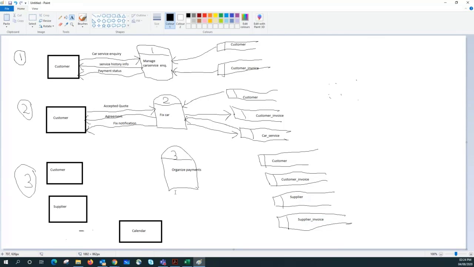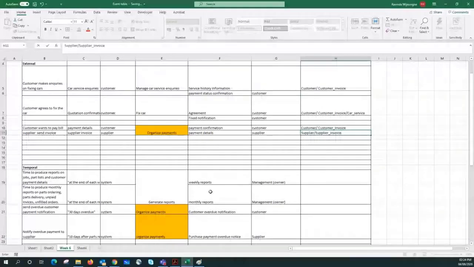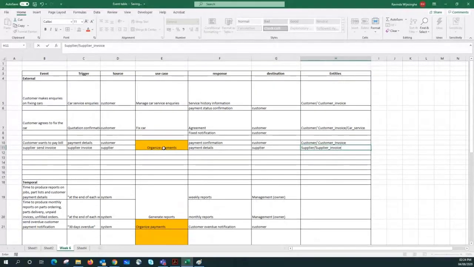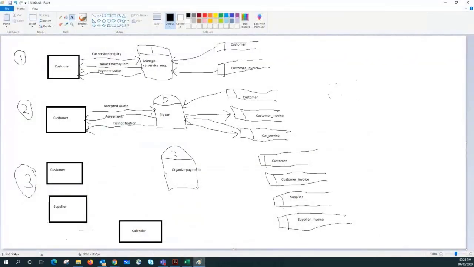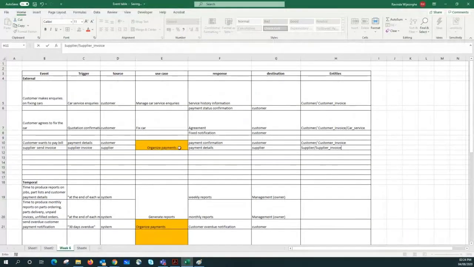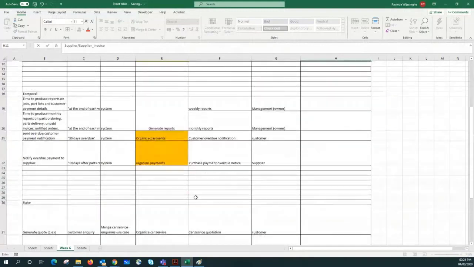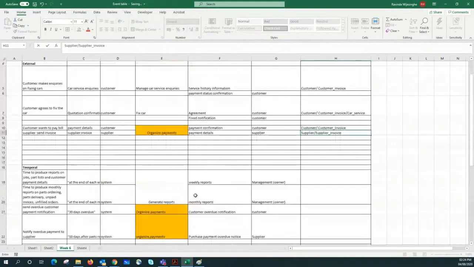Right, so now we need to be a bit careful. We need to go back and add the data flows. Let's start with here. Customer wants to pay the bill. Right now, we have missed one thing. Now you can see a kind of a problem here.